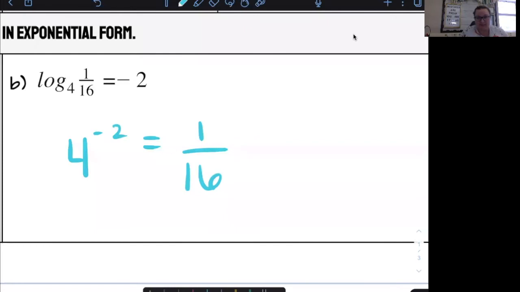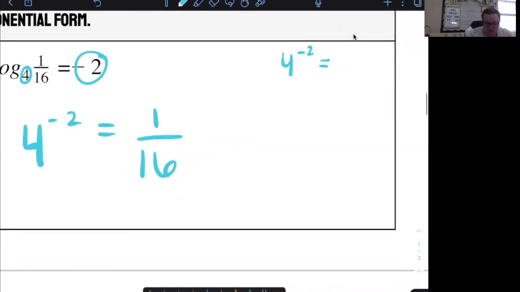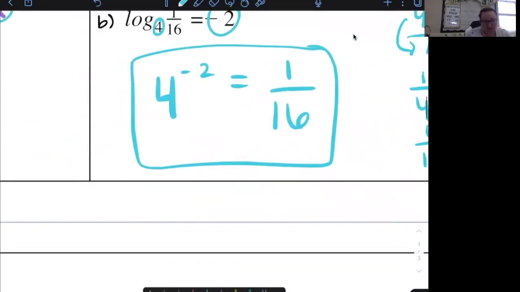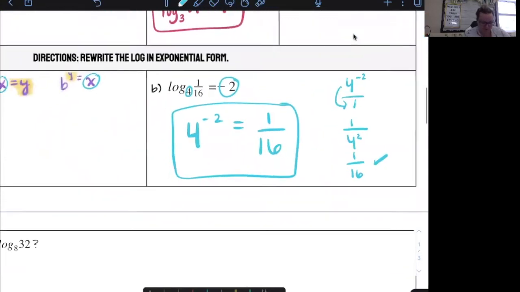So your base stays the same. Your base is 4. So base 4 to the -2 is equal to 1/16, which makes sense because for 4 to the -2, to make that exponent positive, we would move it to the denominator. So we would have 1 over 4 squared, which is 1 over 16. So that makes sense. 4 to the -2 is 1/16. So that's how we go back and forth between log and exponential form.